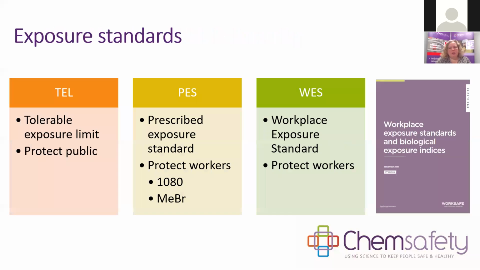If we're looking at our toxic substances, then one of the things that we want to prevent is exposure to those. And so there are a range of exposure limits or exposure standards in place to help prevent risk from exposure to toxic substances. So a tolerable exposure limit, a TEL, is designed to protect the public. So they are concentrations that shouldn't be exceeded in air or water, and they're typically set for pesticides and fumigants. And there's a few other substances that have those, but not a huge number.